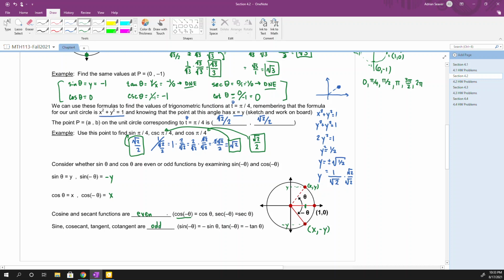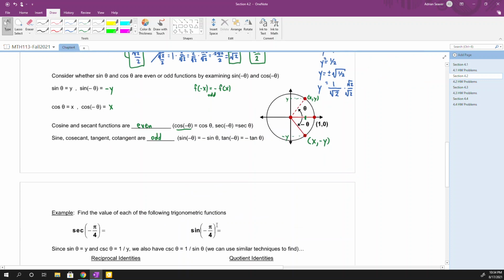And the reason they're odd is if you go back, f of negative x equals negative f of x for an odd function. So in this case, sine of theta is y, so sine of negative theta is the same as negative sine of theta, right? So anytime you see sine of negative some angle, and it's going to be the same for tangent, same for cosecant, etc., I can effectively move that negative sign out front, make that negative sine of theta.